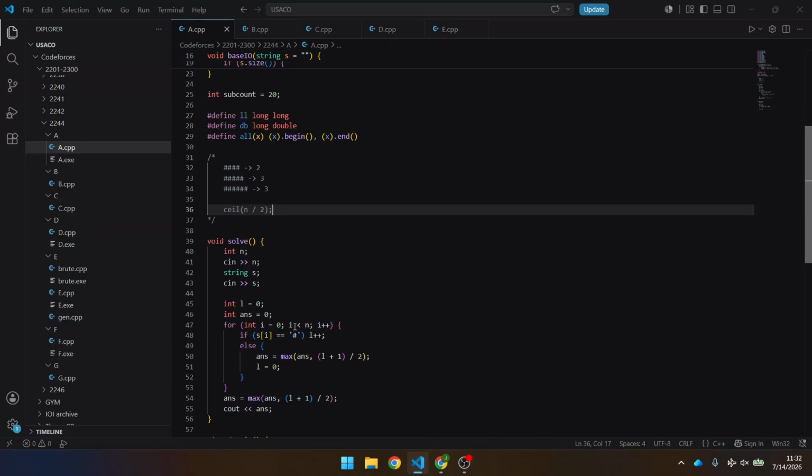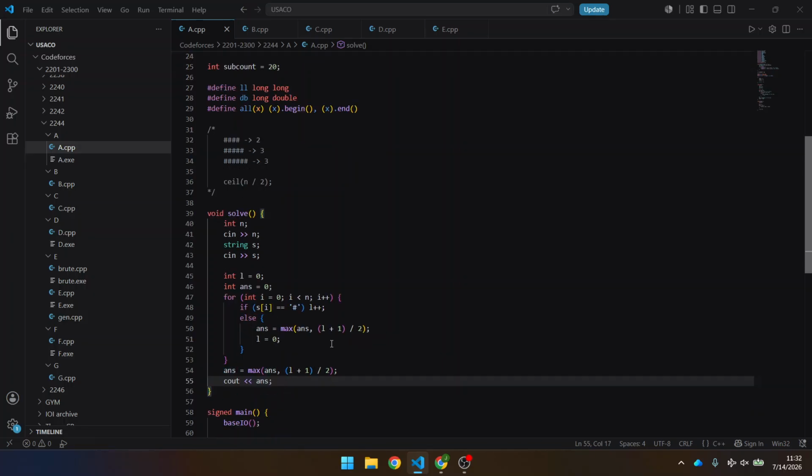So basically, all I did was I looped over, I saved the length of the current segment, and then just answer equals max of answer and (L plus 1) divided by 2, which is shorthand for the ceiling of L divided by 2. In the end, you also have to do this, and then you can just output your answer, right? So, pretty simple.